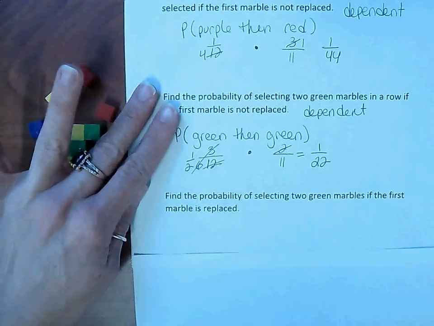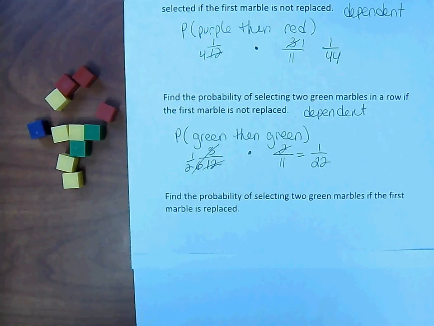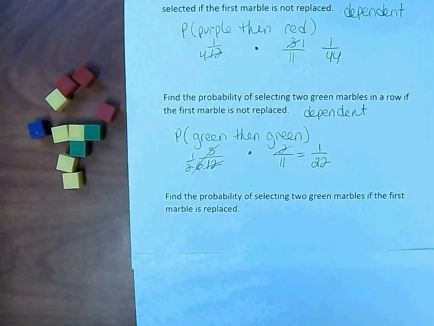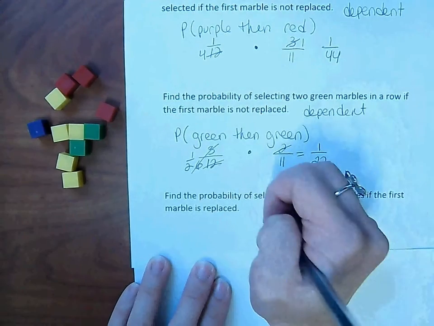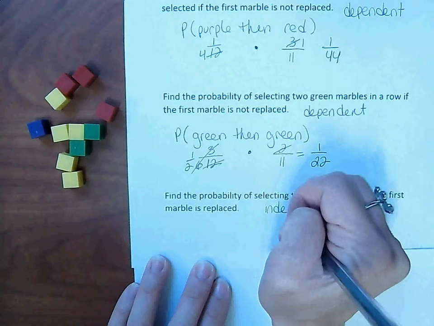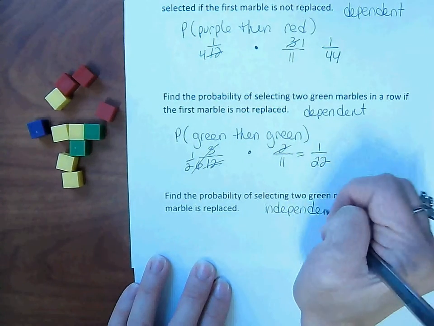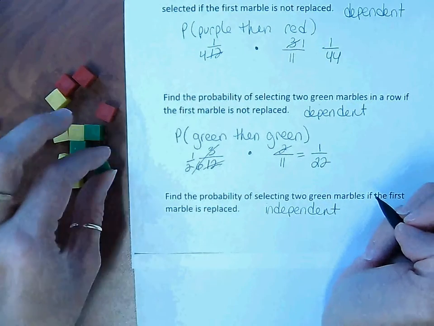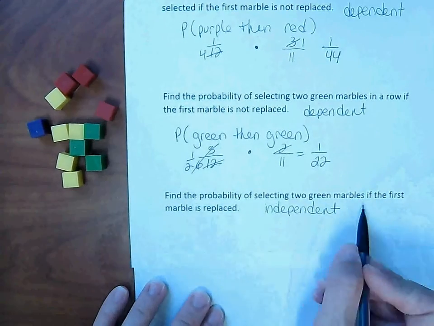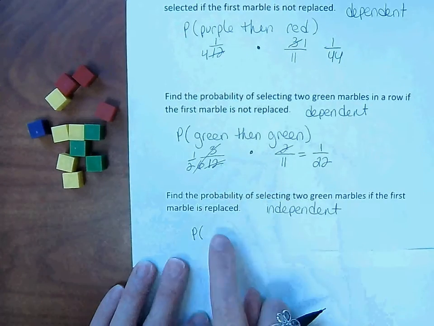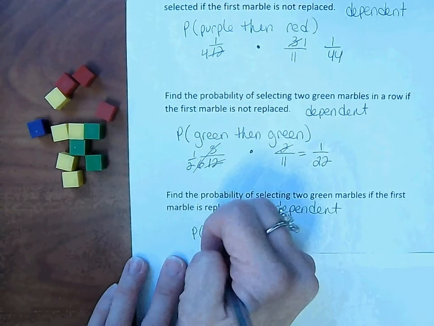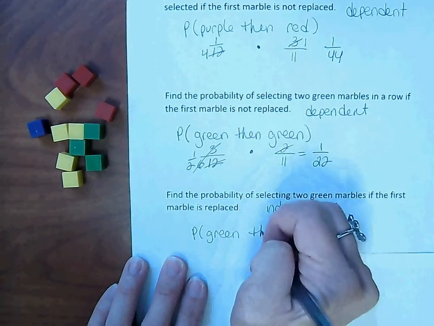And last question, find the probability of selecting 2 green marbles if the first marble is replaced. So if we're replacing it, it is independent. Let's go ahead and start with all of our original marbles. Again, 2 green in a row. Do not write 2 green marbles. Write green, then green.